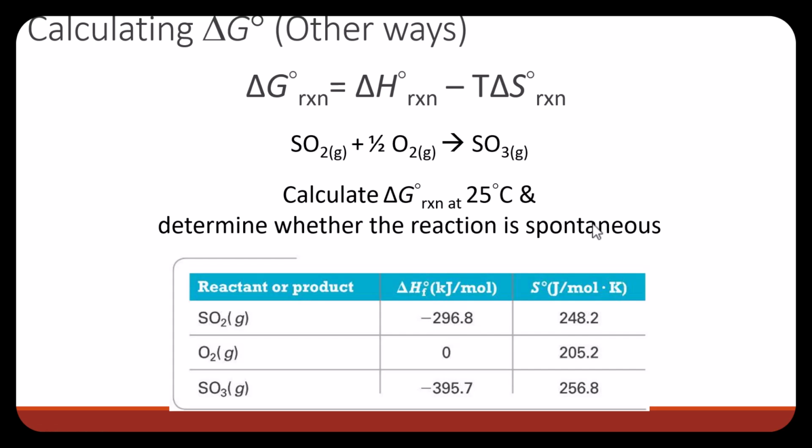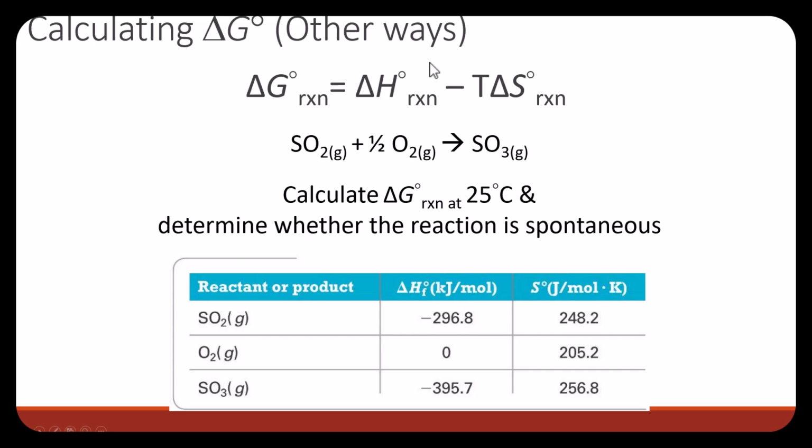Calculate Gibbs free energy of this reaction at 25 degrees Celsius. Determine whether the reaction is spontaneous or not. The reaction that we're going to be looking at is sulfur dioxide reacts with half of a mole of oxygen to produce sulfur trioxide.